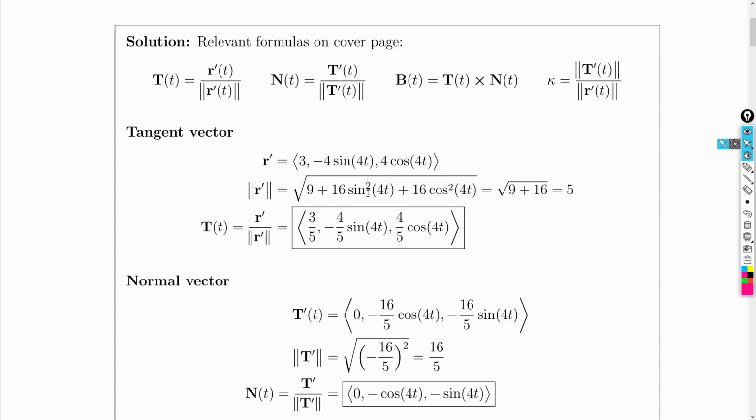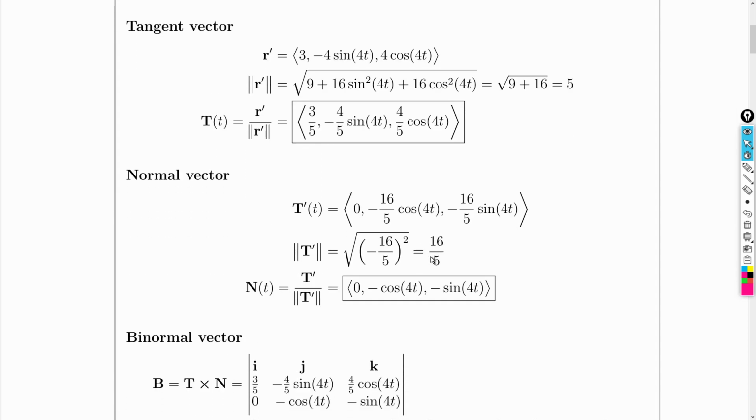And then these 2 terms, you can see that you factor out a 16, and then you get sine squared plus cosine squared of the same argument, which means that becomes 1. You have a 16 then, and that simplifies, right? This is 25, and so the square root of 25 is 5. Then dividing these two, as per the formula for the tangent vector, gives you this vector function.